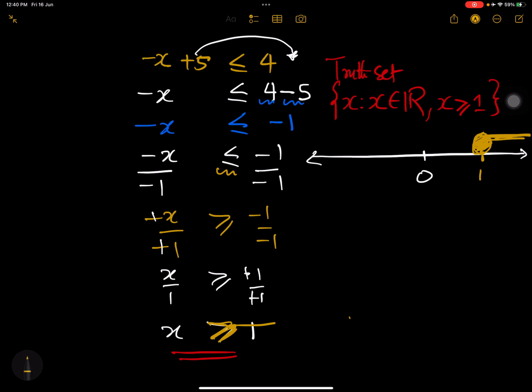We bring this topic, inequality, to an end.